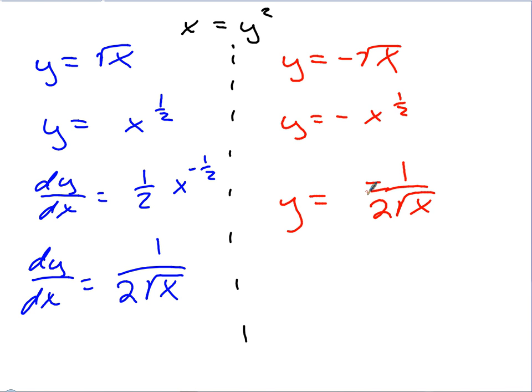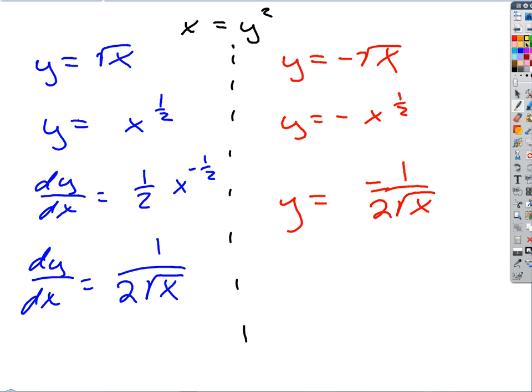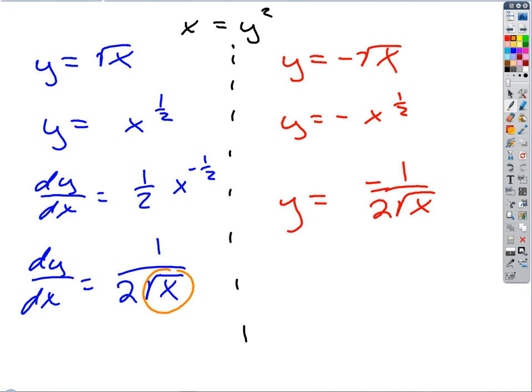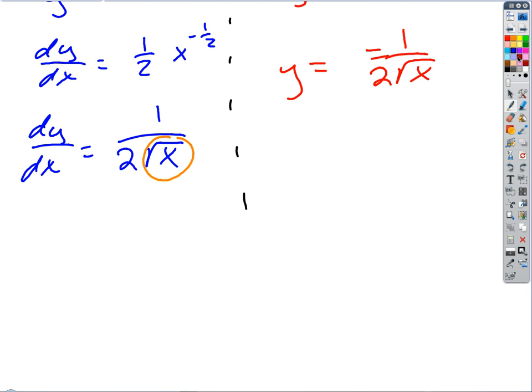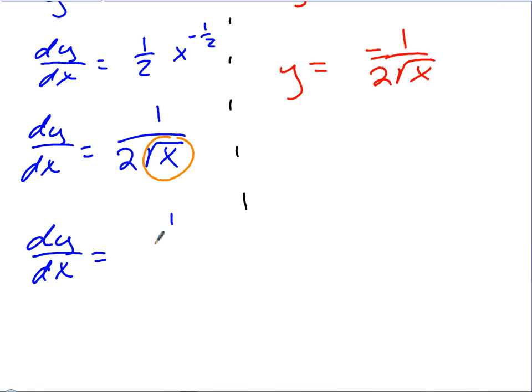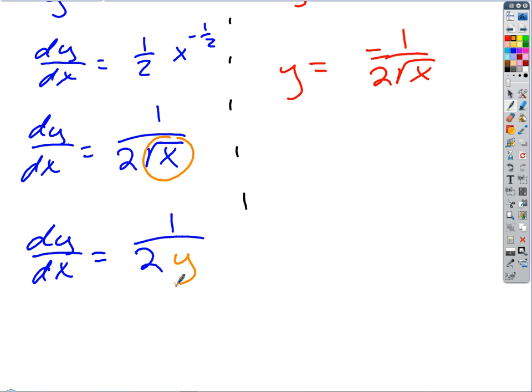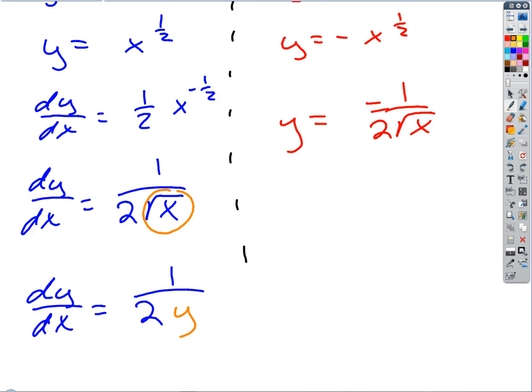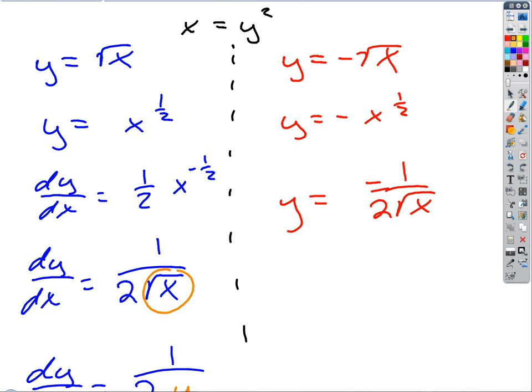And so there's a y right there, isn't it? Right? Okay, so this just becomes a y, and I end up with dy/dx equals 1/2 y, right? Now what about on the other side? What's my y on this side? Okay, it's a negative square root of x.